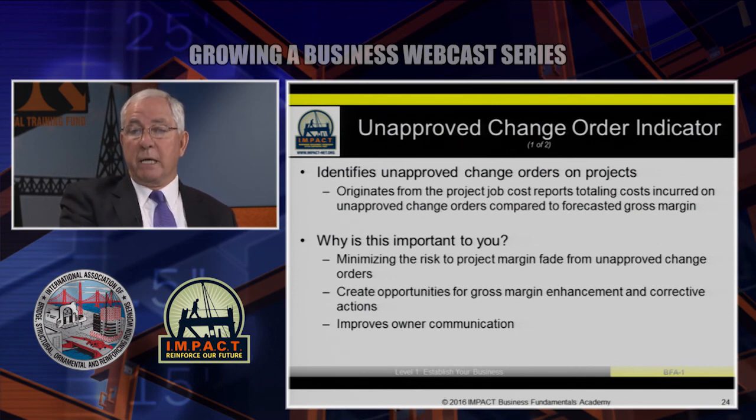Also, we don't want to keep things from the owners, so this enhances owner communication. We want them to know what things are being done on their project and what the cost of those things are, and involve them in the decision process.